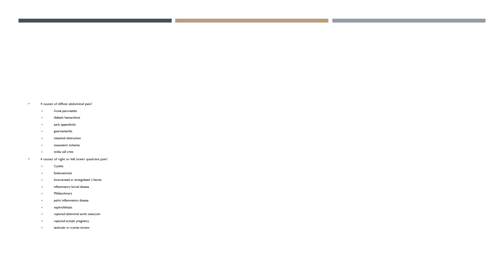Then you have pelvic inflammatory disease, PID, due to STI typically. You have nephrolithiasis, ruptured abdominal aortic aneurysm, a ruptured ectopic pregnancy, and then last you have either testicular or ovarian torsion. And these are all going to be causes of right or left lower quadrant pain.